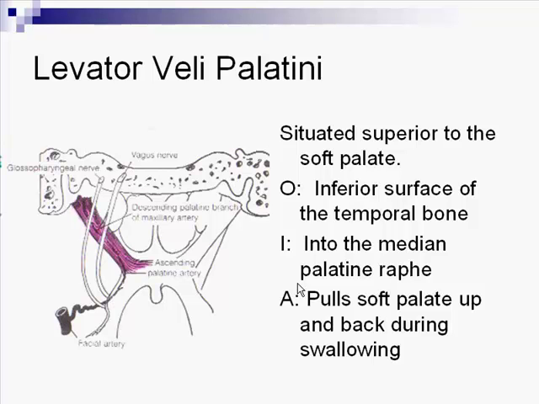Levator veli palatini is situated superior to the soft palate. Its insertion is into the median palatine raphe, and its action is that it pulls the soft palate up and back. It contracts with the posterior pharyngeal wall to close off the nasopharynx.